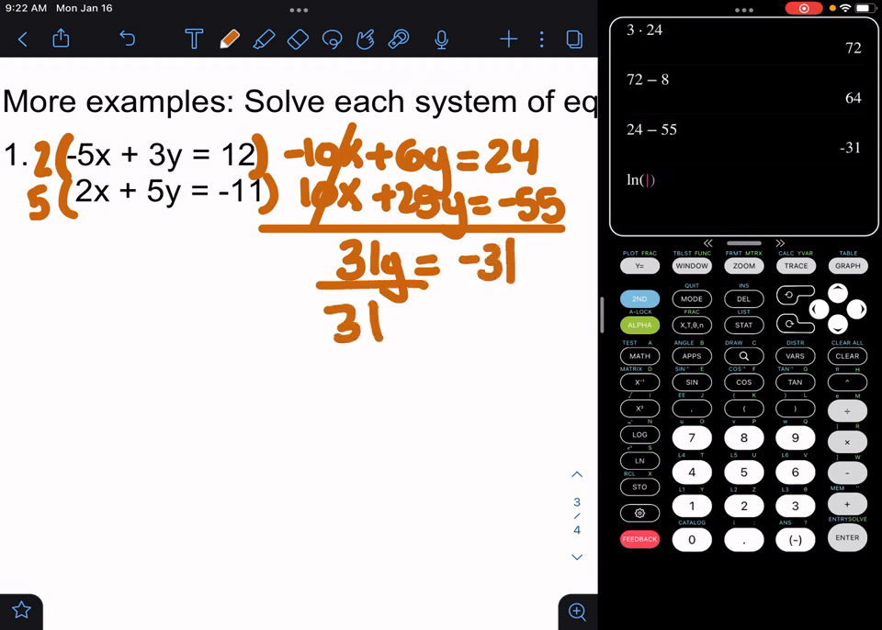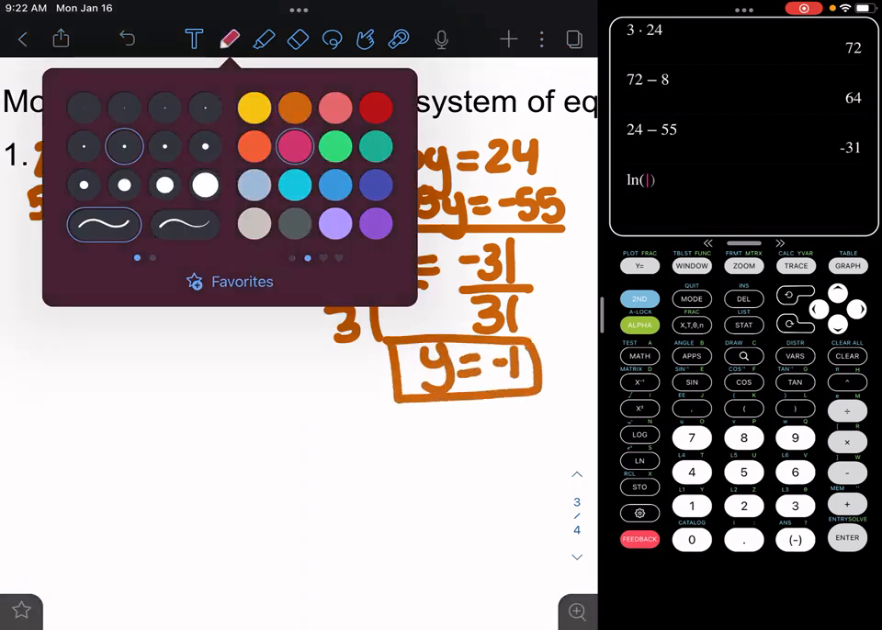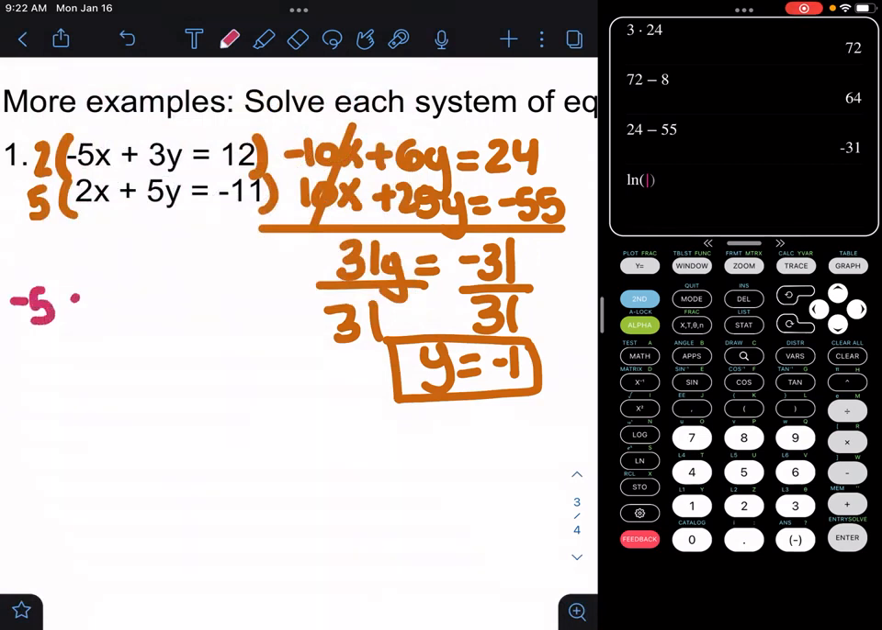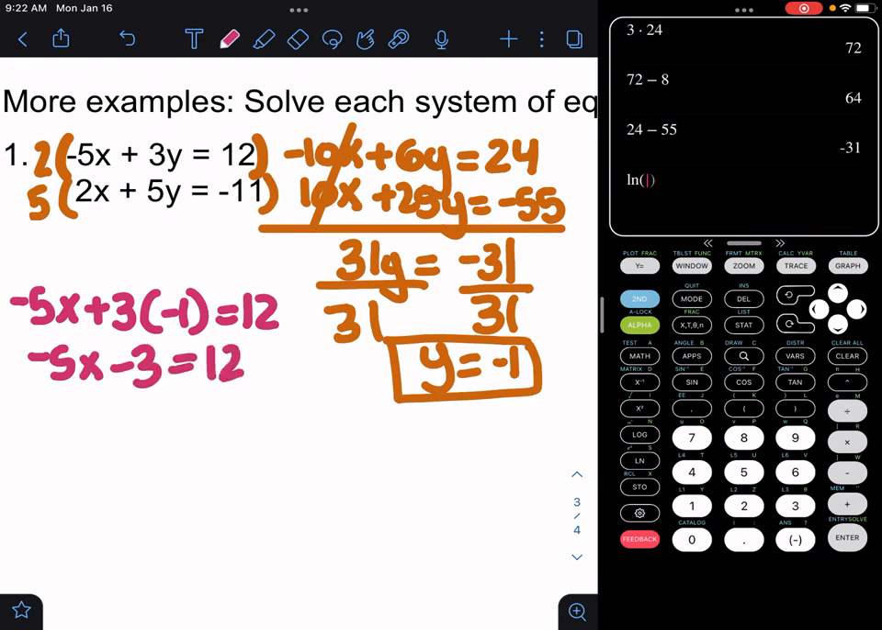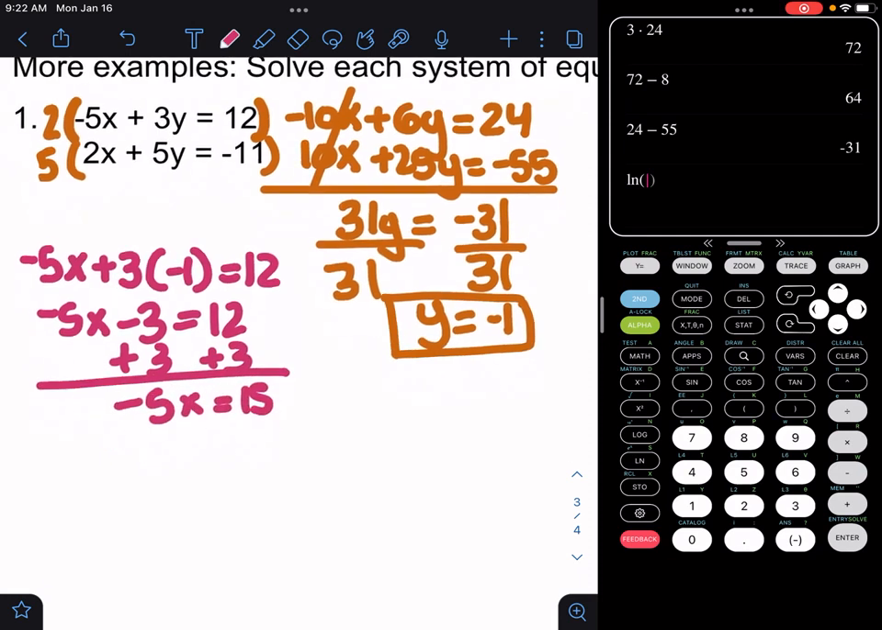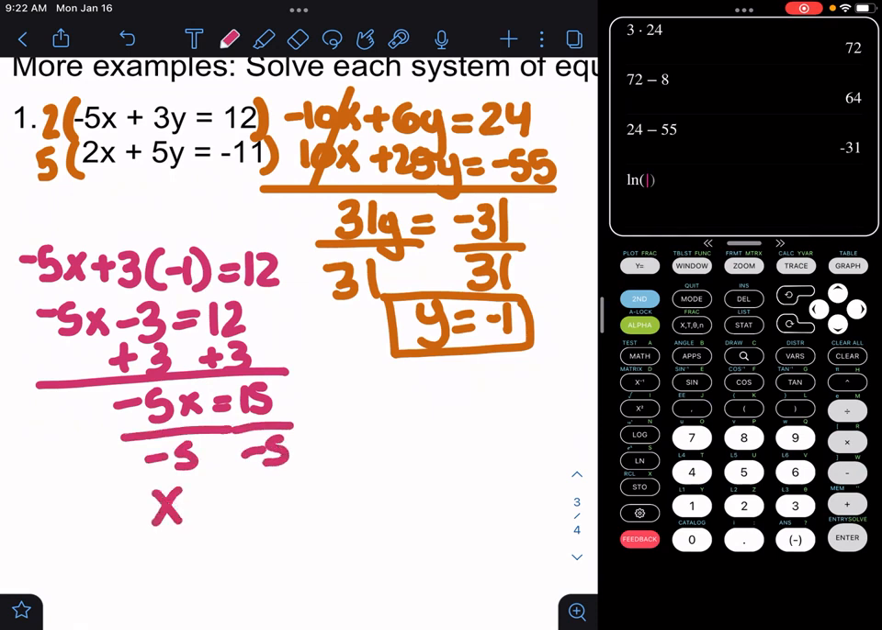Divide by 31, divide by 31, I get y equals negative 1. And now let's plug into the first equation to find our unknown. Negative 5x plus 3, I know that y is negative 1, equals 12. That will give me negative 5x, 3 times negative 1 is negative 3, equals 12. Plus 3 on both sides, I get negative 5x equals 15. Divide by negative 5, I get x equals negative 3.